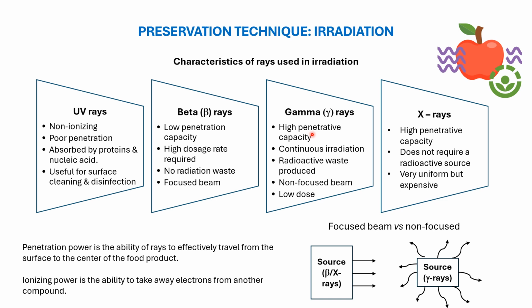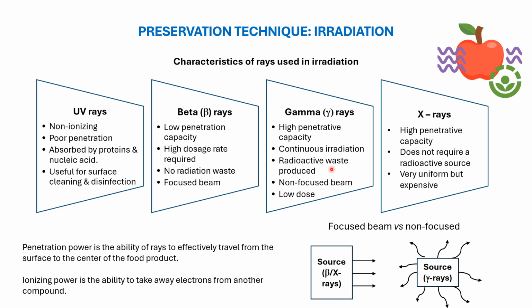Third, we have gamma rays. Gamma rays are highly penetrating rays. Highly penetrating in the sense they can get from the surface to the center of the product very efficiently and effectively, meaning they are capable of reducing the microbial load not just on the surface but also in the center of the product. They have low ionization power. Again, they cannot abstract electrons easily from another compound. A continuous radiation source is required, and there is production of radioactive waste.